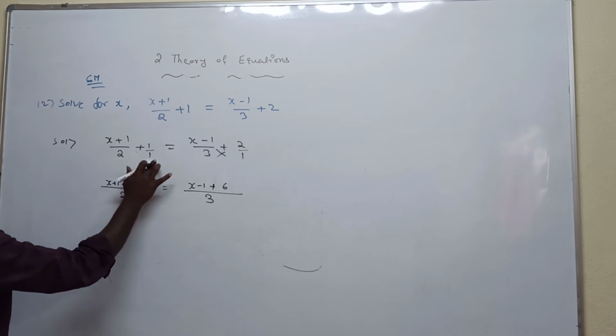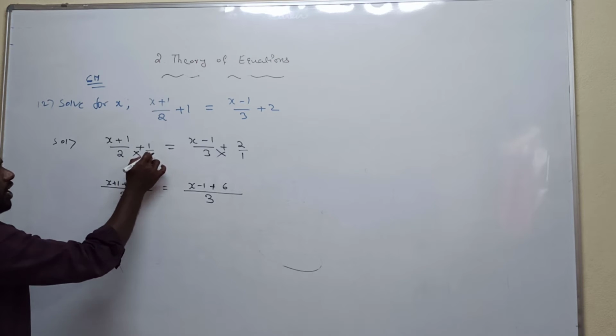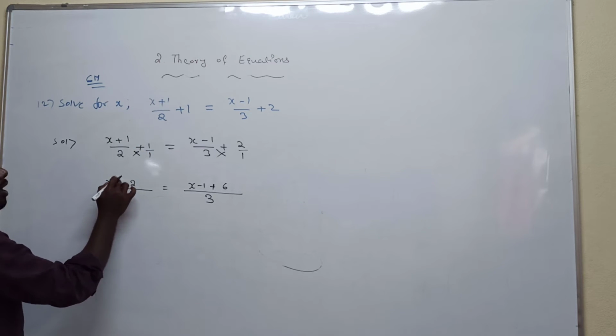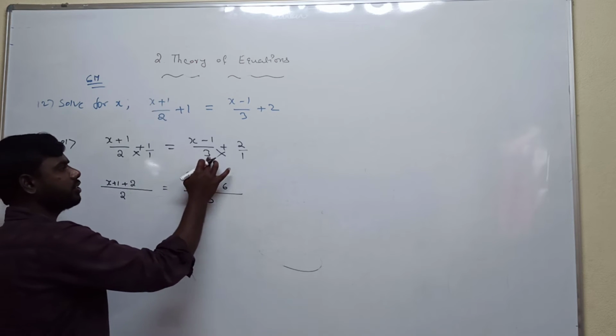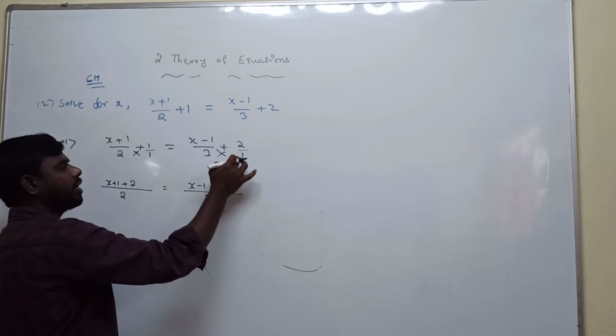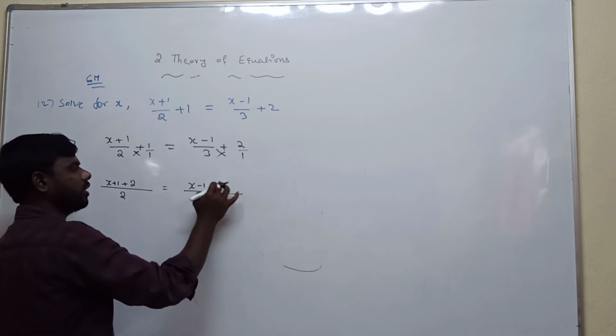First of all, take the denominator LCM, which is 2. 2 into 1 is 2. The LCM is 2. After that, the numerator cross product: 1 into x plus 1 is x plus 1, plus 2 into 1 is 2. Same like this on the right hand side, take the denominator: 3 into 1 is 3. After that, the numerator cross product: 1 into x minus 1 is x minus 1, plus 3 into 2 is 6.